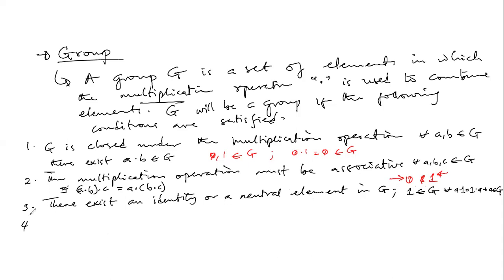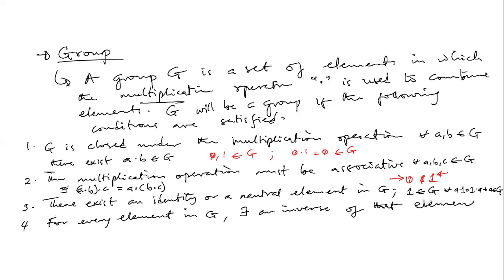And then the fourth condition is that for every element in G, there exists an inverse of that same element in G. So what we're trying to say is that if A is an element in G, therefore the inverse of that element is also an element in G. This gives rise to the fact that the product of that element and its inverse must give us a neutral element, an identity element. A times A inverse must give us a unique value, one.